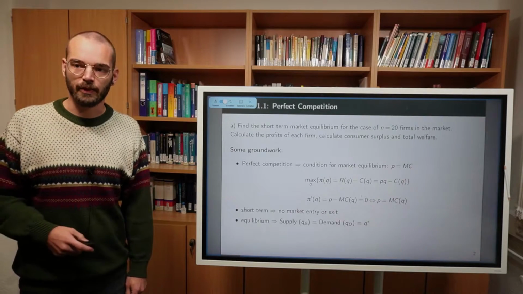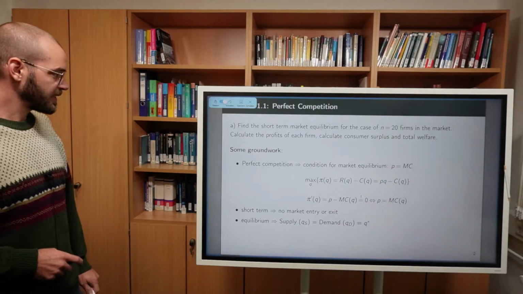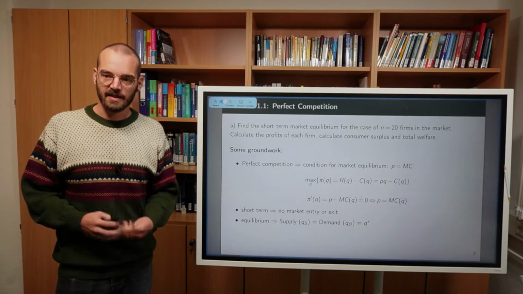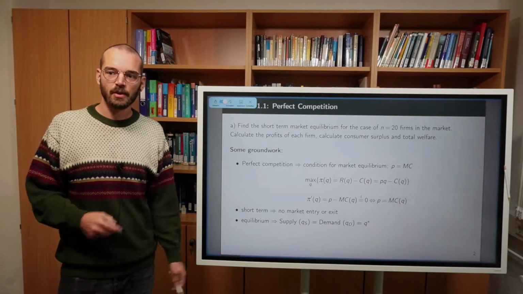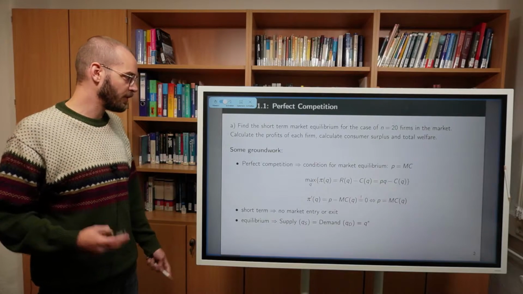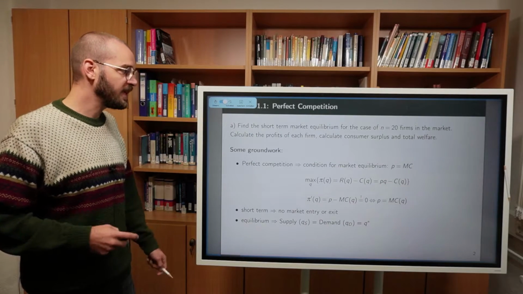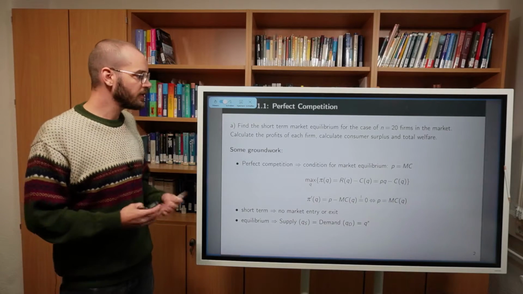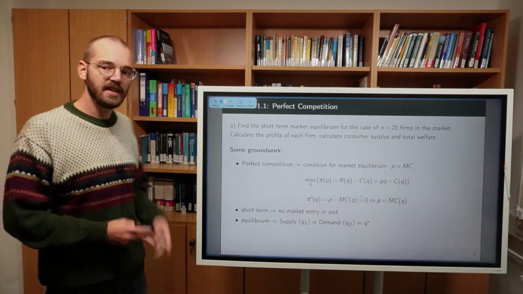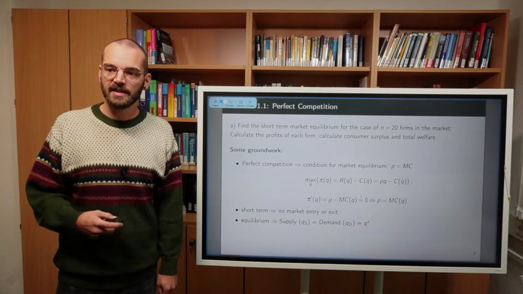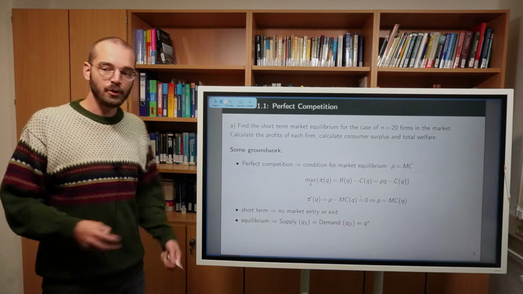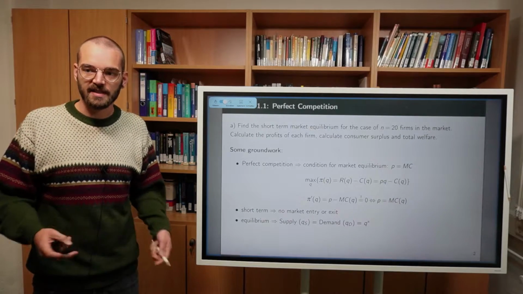laying some groundwork. First, we have assumed in this exercise that we are talking about a market with perfect competition. That means in this market the following condition holds, namely P equals MC, so price equals marginal costs in equilibrium. How do we know this? Where does this come from?